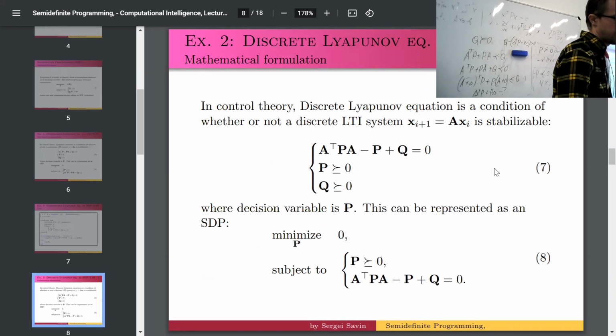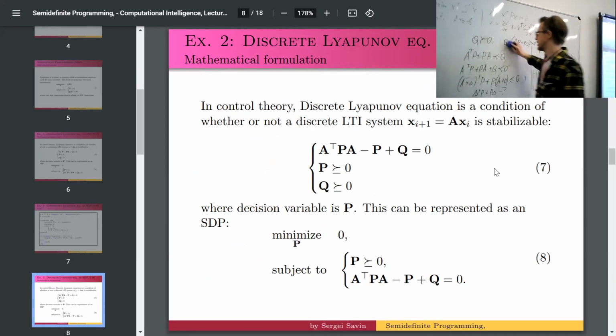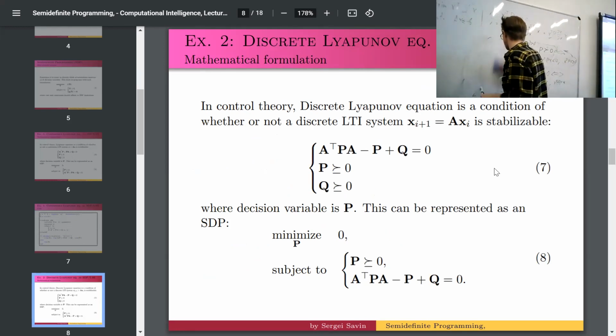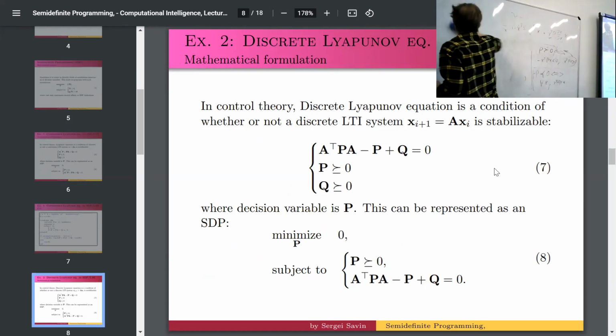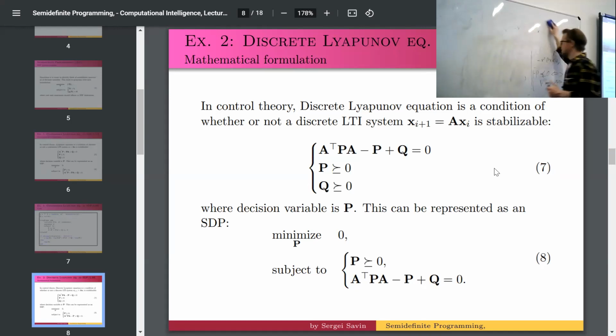Now, next one. Discrete Lyapunov. What is discrete Lyapunov? Well, expression number 7 gives you the idea. How do we derive it? Let me just quickly derive it. Does anyone remember how to derive the discrete Lyapunov? If you want, anyone can go to the blackboard.